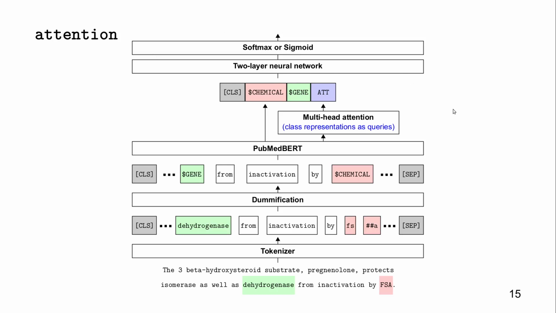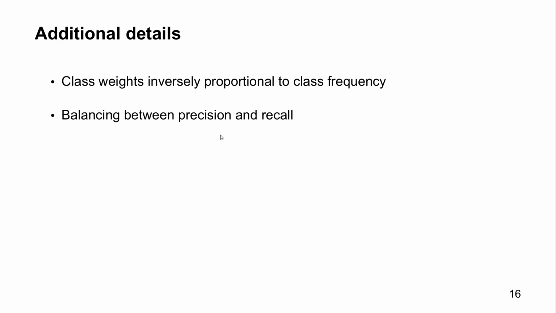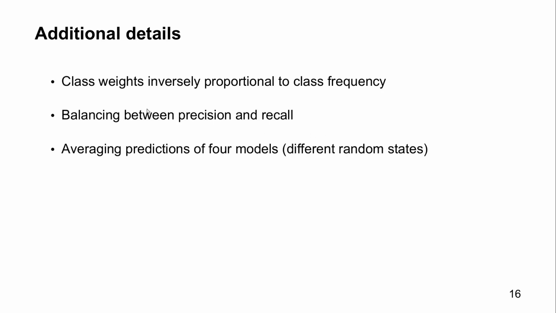Other details about our system are, for instance, we perform a balancing between precision and recall to maximize F1 score by selecting an optimal threshold to predict a relation class as positive. Also, we average the 4 models' predictions using different random initializations, which consistently allows us to improve our results.